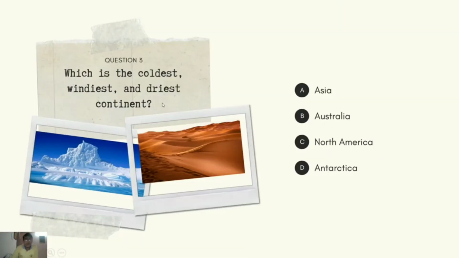Question 3. Which is the coldest, windiest, and driest continent? So, a continent where you will find cold, windy, and driest regions in a very big amount. Can you answer this? There are four options: Asia, Australia, North America, and Antarctica. Can you guess the correct answer?